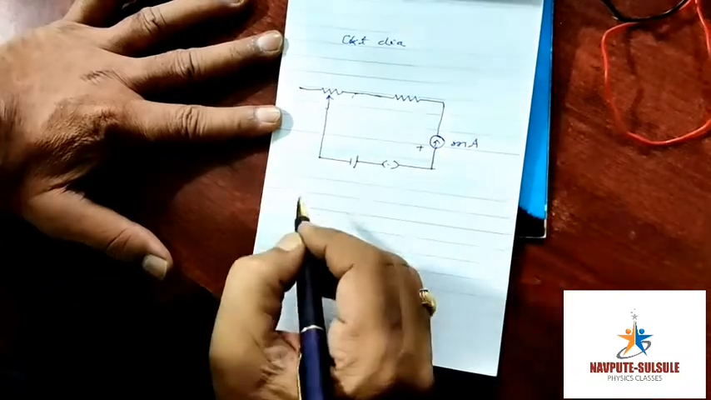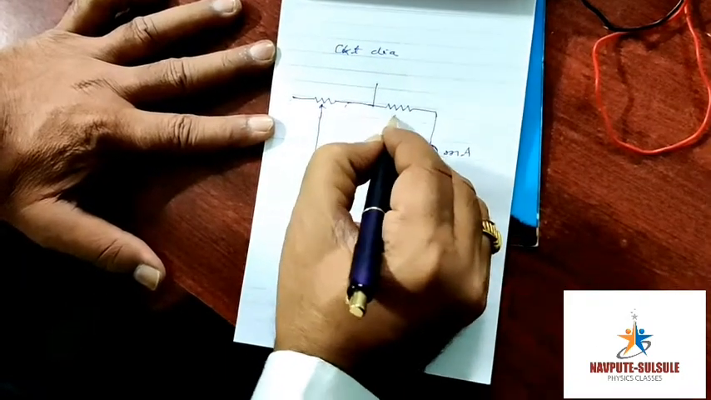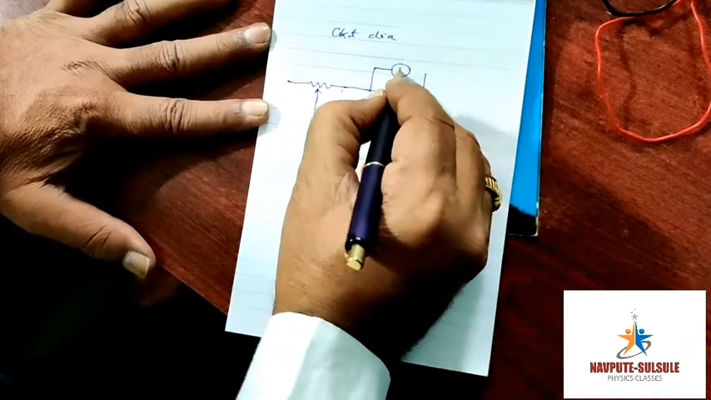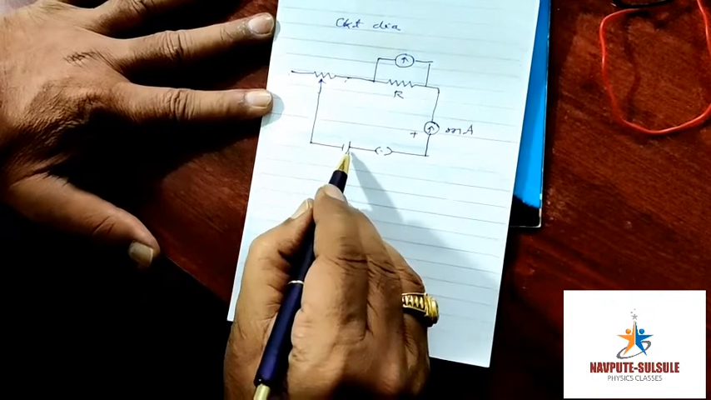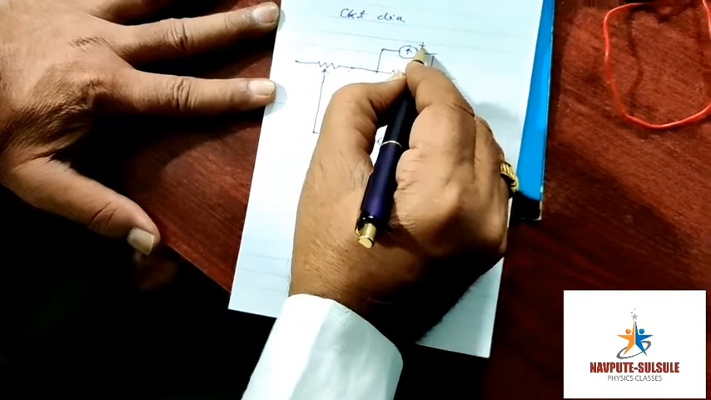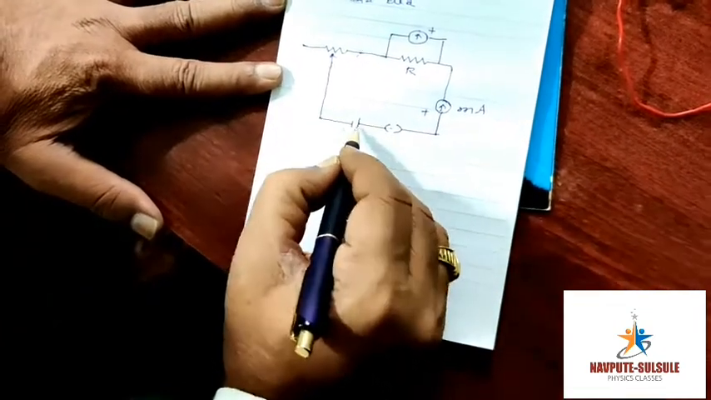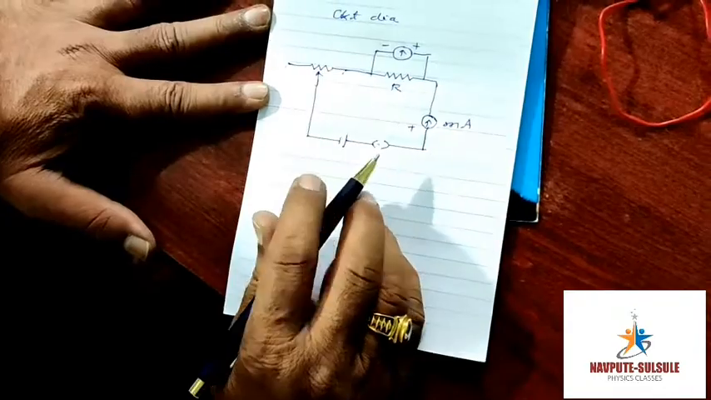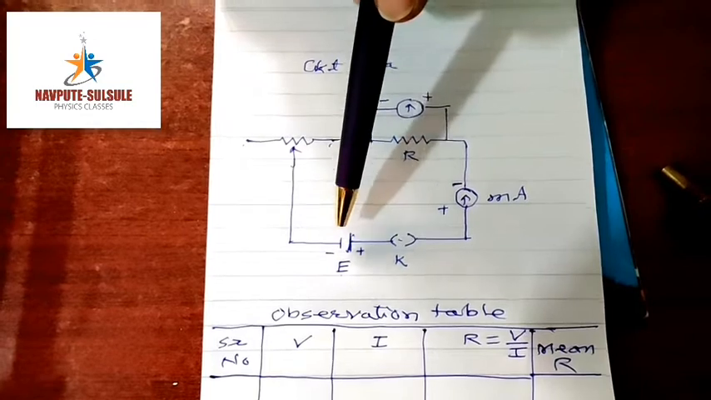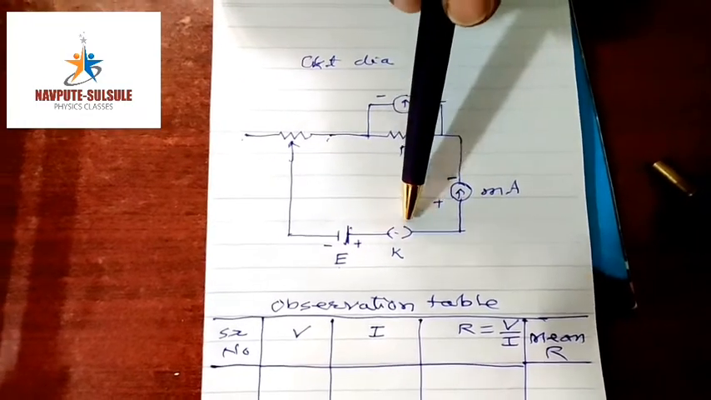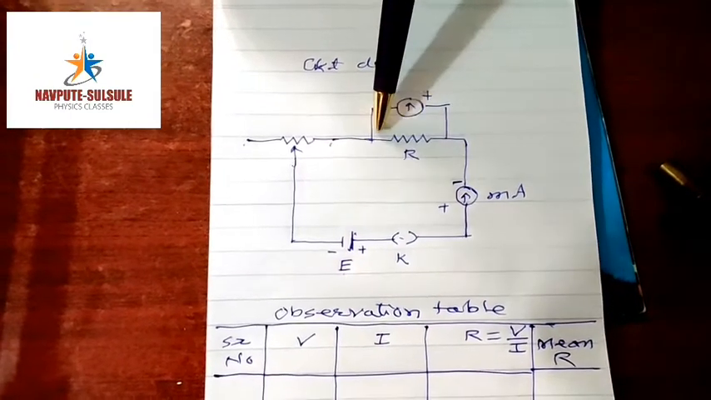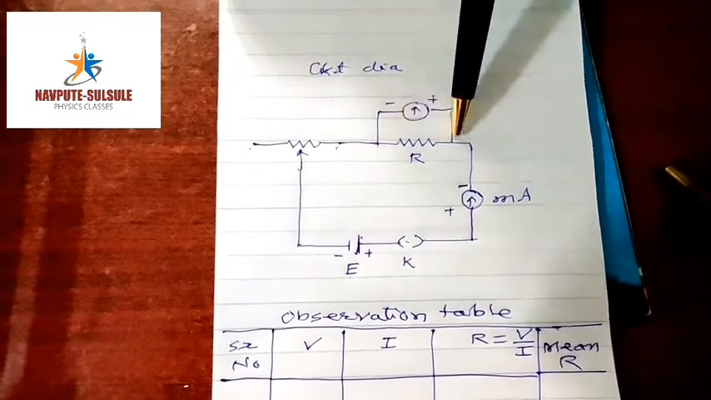Now we will connect these two. Potential difference across this resistor can be measured with the help of a voltmeter. If this positive terminal is going to this end, then this end of the voltmeter should be positive while this end should be negative. See friends, this is a battery, negative terminal, positive terminal, key. These are connected in a loop and the voltmeter is connected parallel to the resistor. That is called across the resistor.